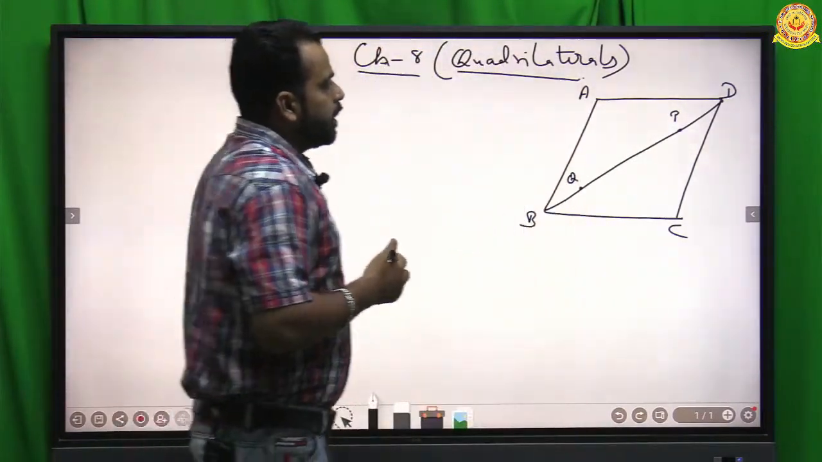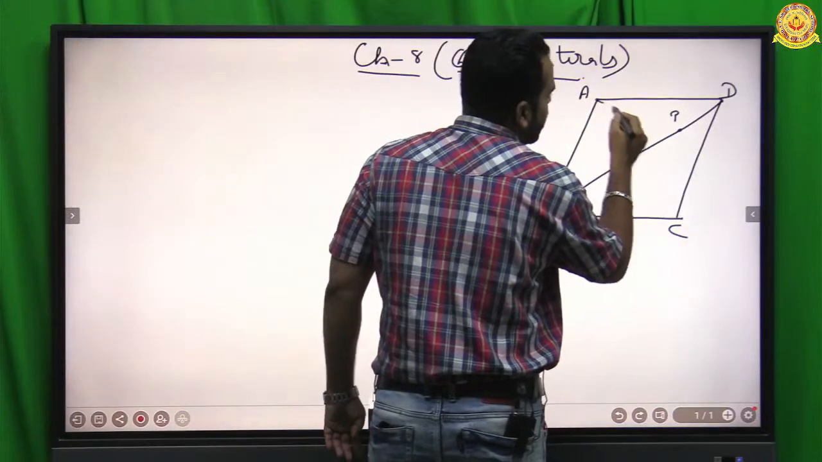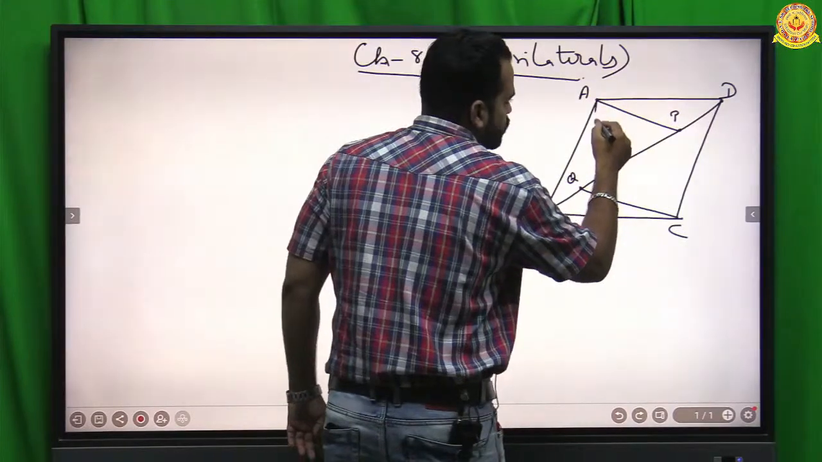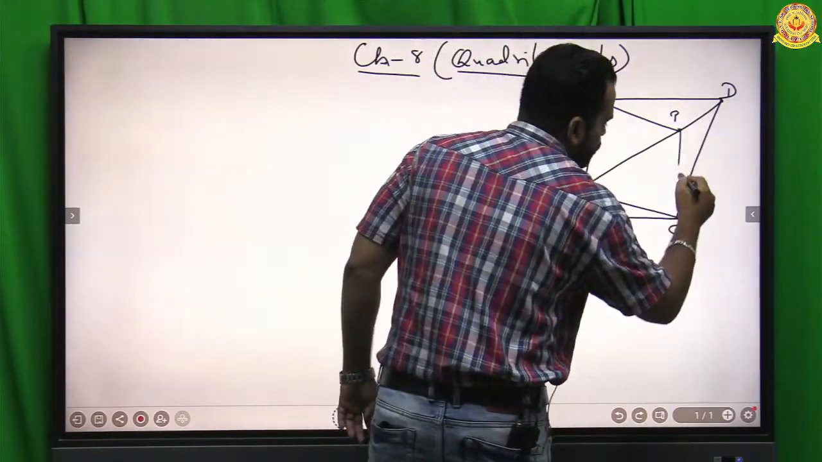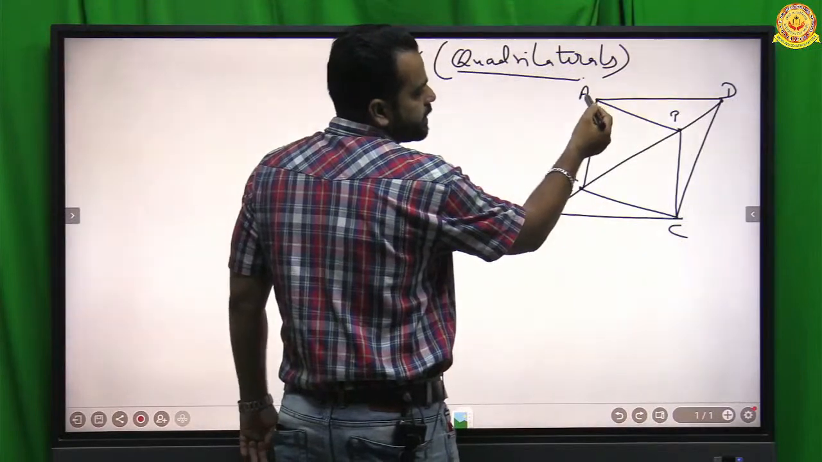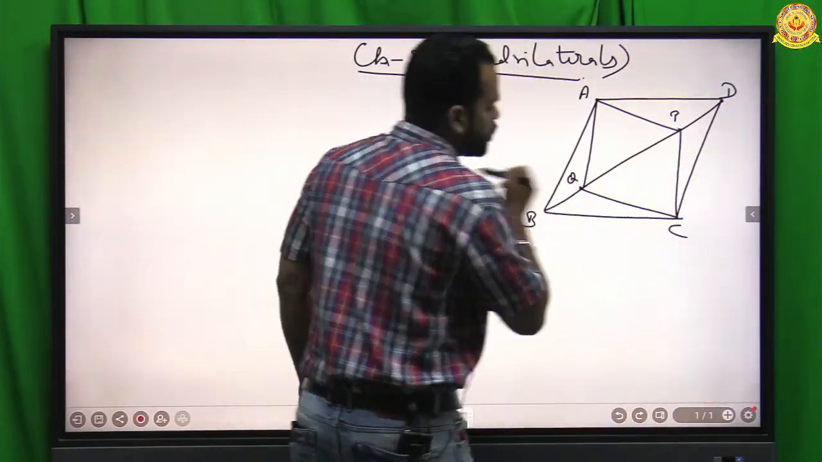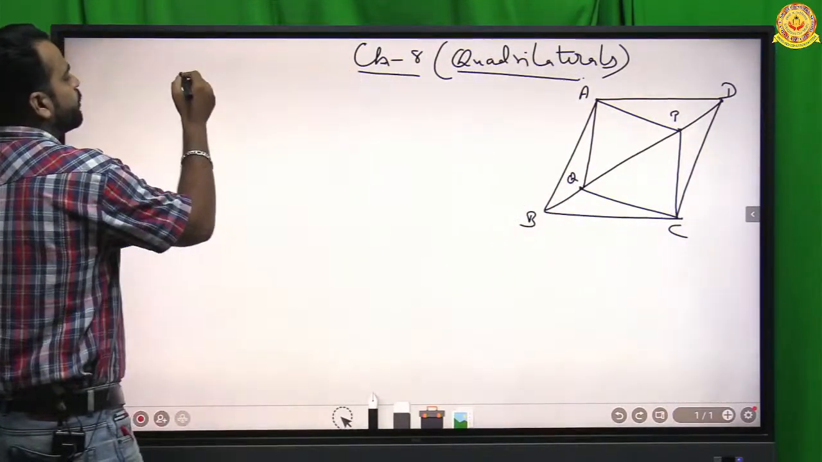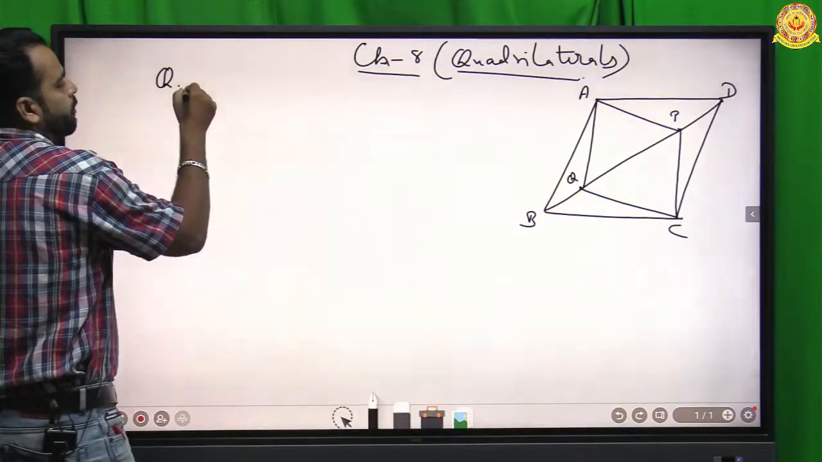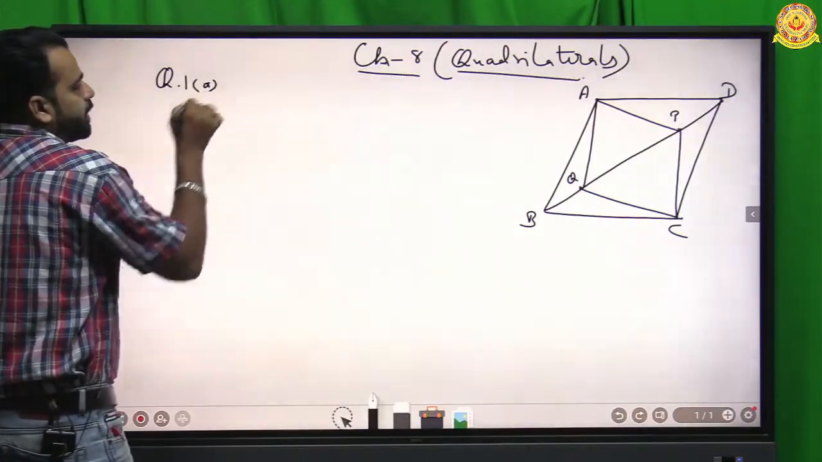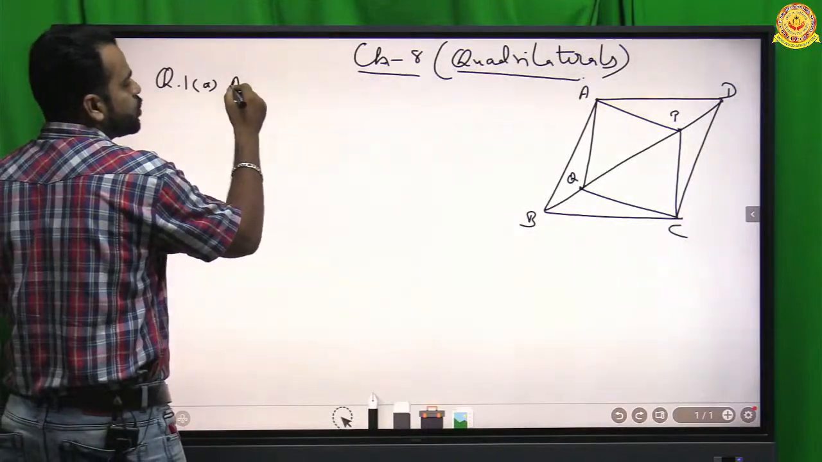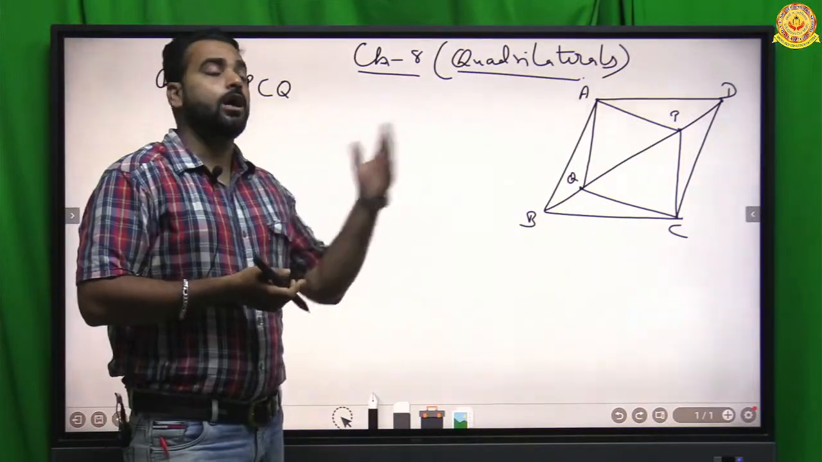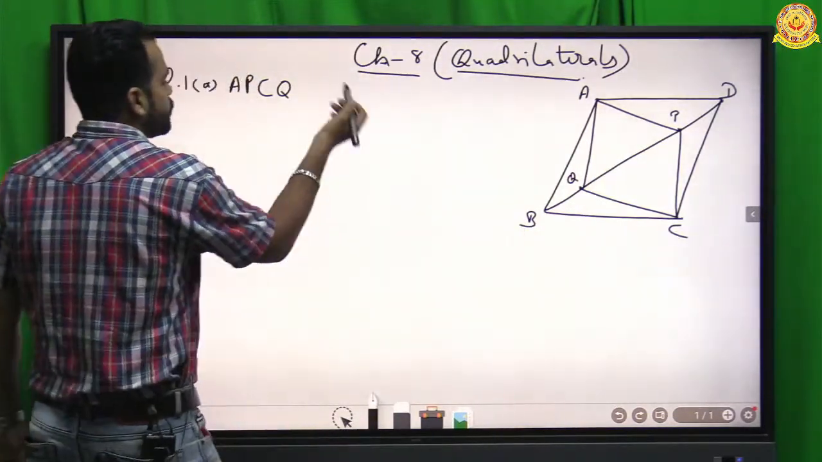Now when we join P to A and C to Q, as well as A to Q and P to C, a certain figure comes, APCQ. So can you tell me what APCQ is? Okay, I will tell you. This APCQ will be a parallelogram, and you can prove how APCQ is a parallelogram. That is our question also.